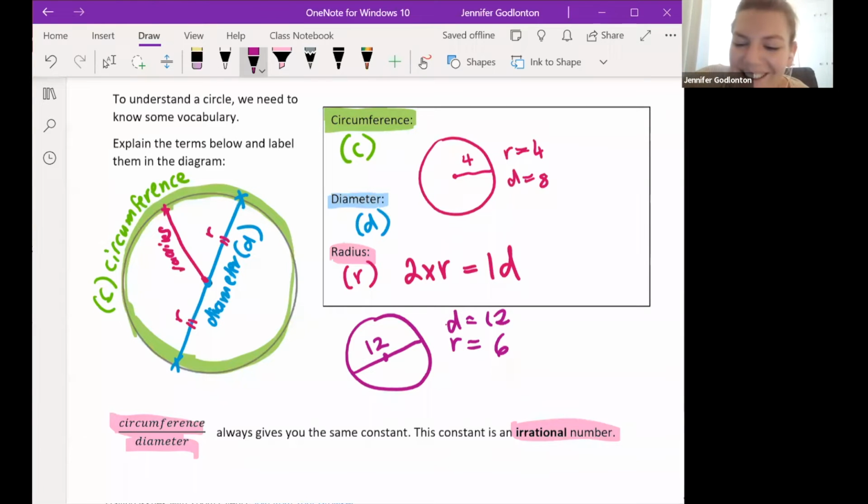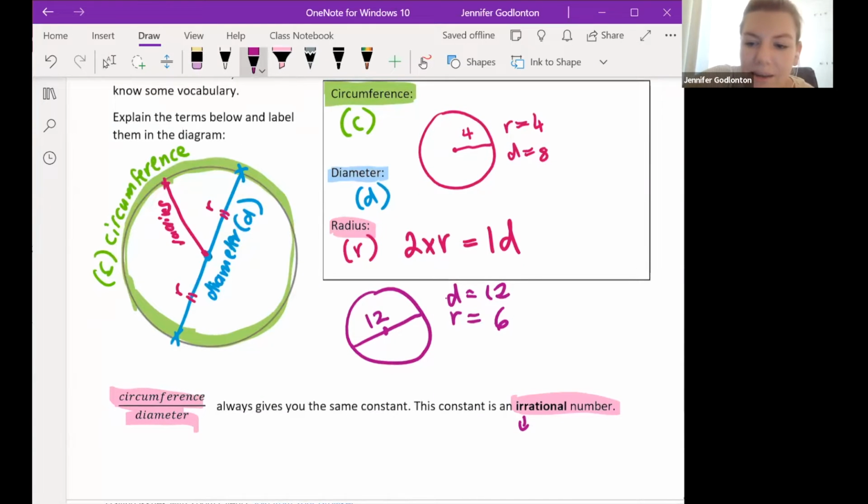Okay. So an irrational number means that it never terminates. Basically, it never ends. It's a number that's going to go on and on and on and on. Never, ever is it going to come to an end. You can't find the end of the number because it doesn't exist.